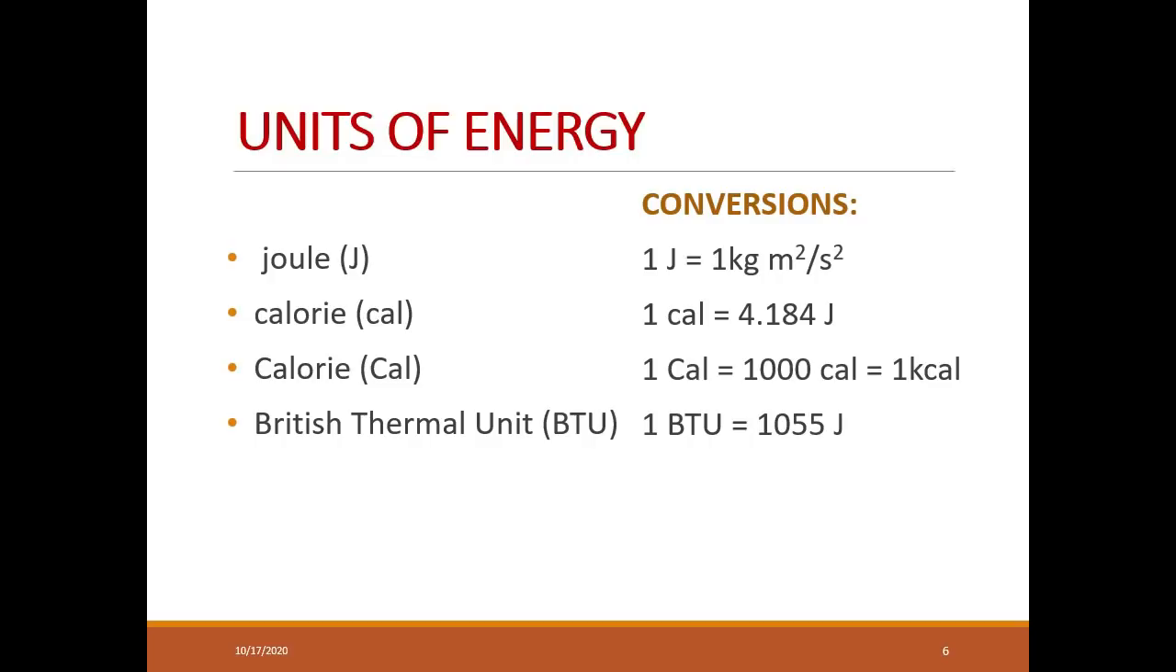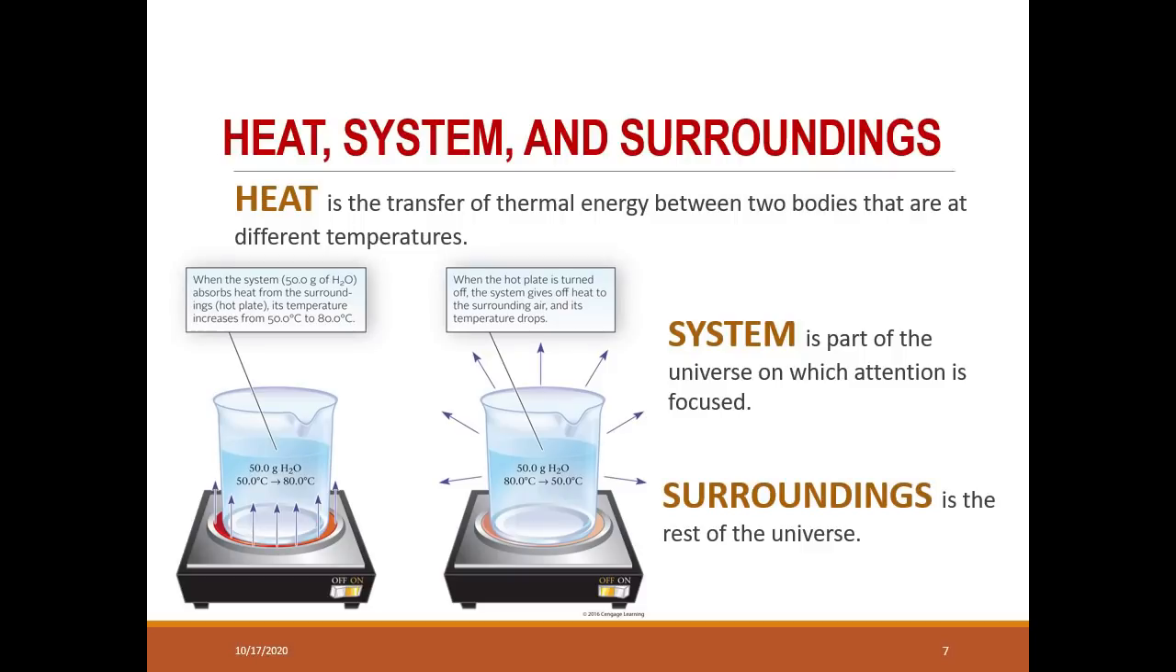In discussion of heat flow, it is important to distinguish between system and surroundings. The system is that part of the universe on which attention is focused. So in this picture, the water is heated from 50 degrees Celsius to 80 degrees Celsius. It absorbs heat from the surroundings. And the next figure is when the hot plate is turned off, the system gives off heat to the surroundings and its temperature drops.